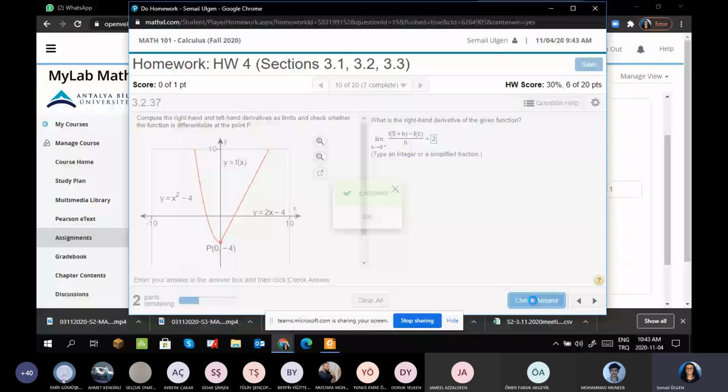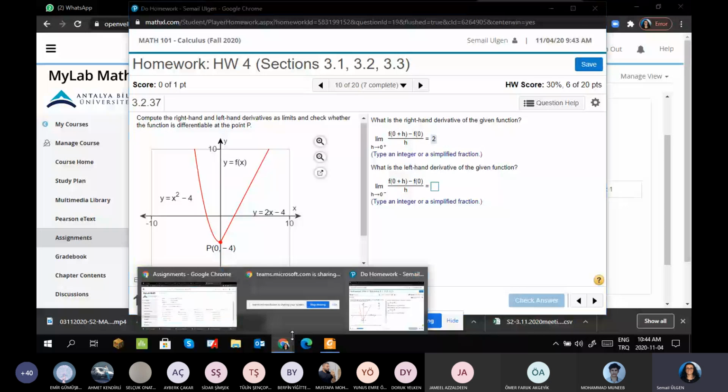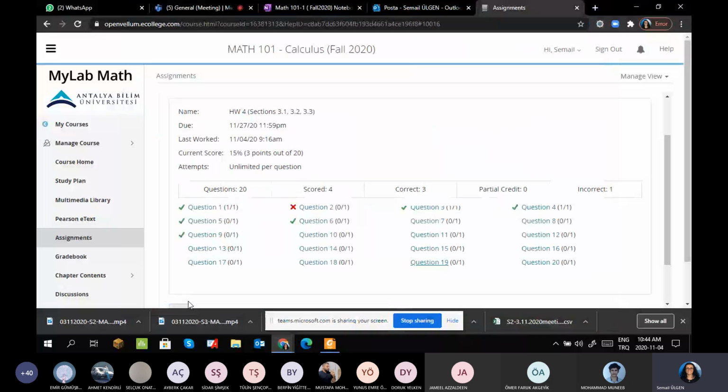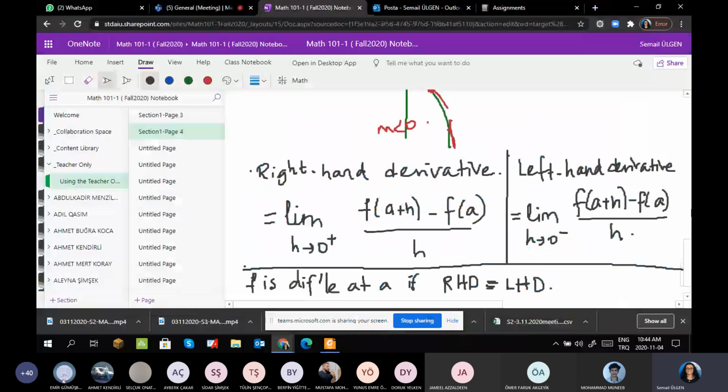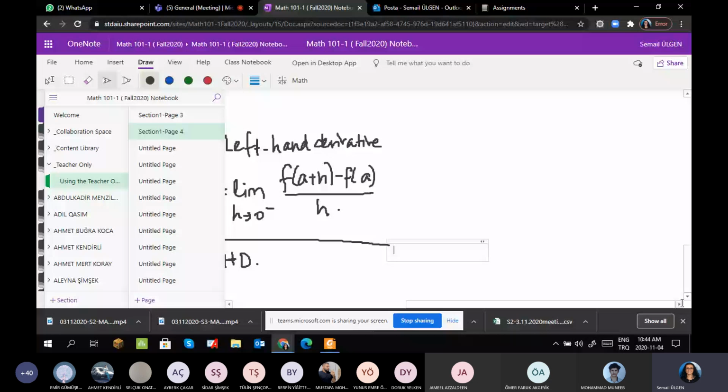You have to do this limit, taking the limit, putting it inside. Instead of f, you just put 2 times 0 plus h, minus 4, right? I just wanted to save a little bit of time. Okay, we can move to the right. Okay, let's do that.